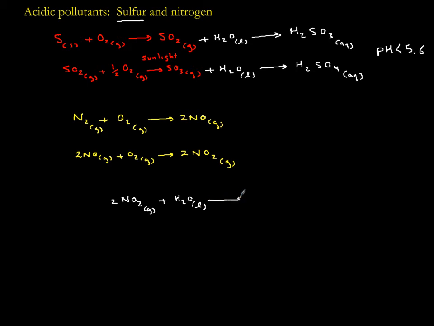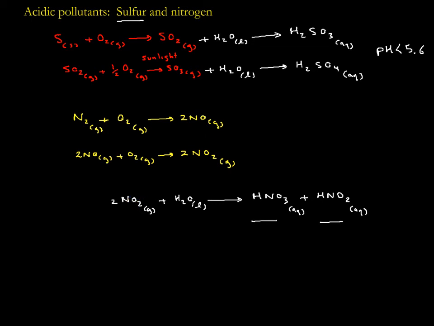Now if you look at NO2, NO2 is going to react with water to give you two acids. One is nitric acid, HNO3, which is a strong acid, and then the other one is nitrous acid, which has one less oxygen, which is a weak acid. And that's how you are going to produce your acid rain, because of nitrogen monoxide.